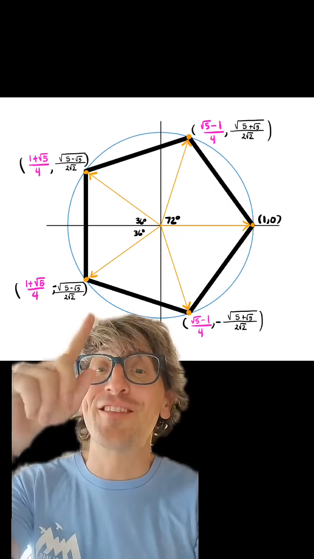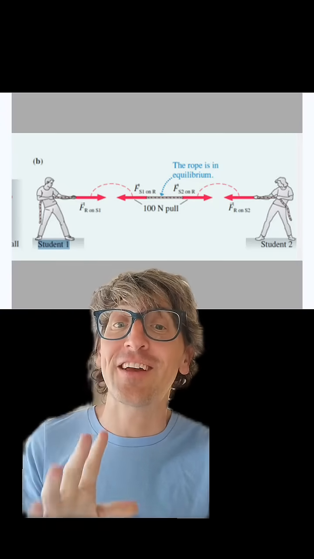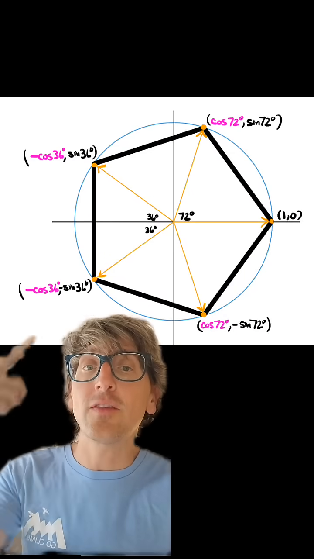How do you go from this to this? Only using basic trigonometry. Okay, I lied. We're going to use a little bit of physics too. Let's see it. So it's a regular pentagon inscribed inside the unit circle.